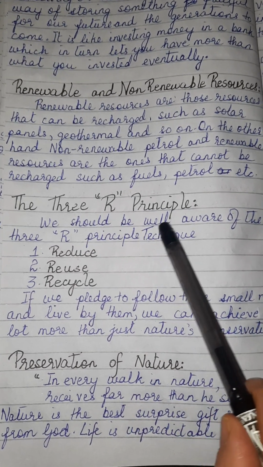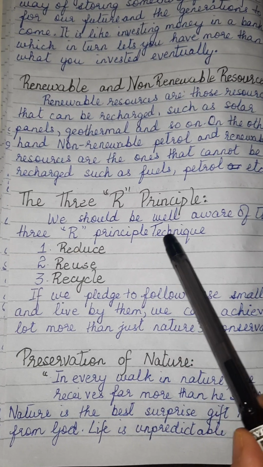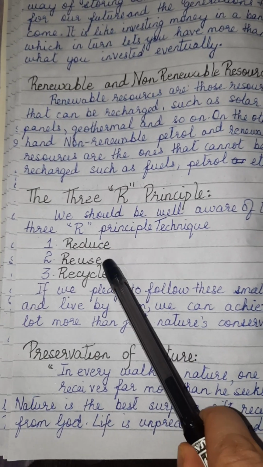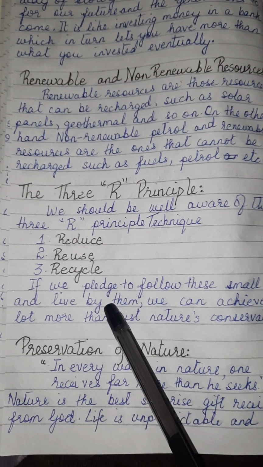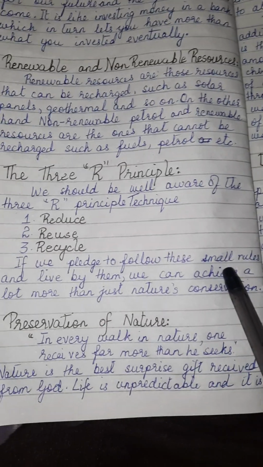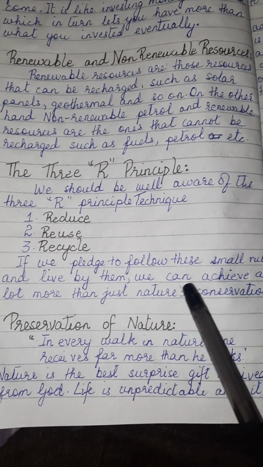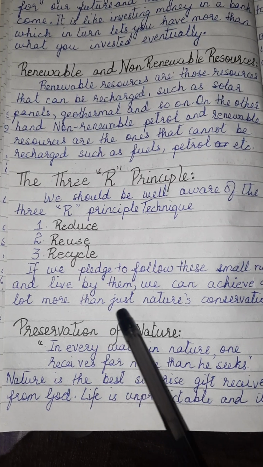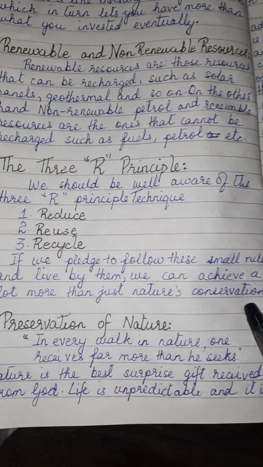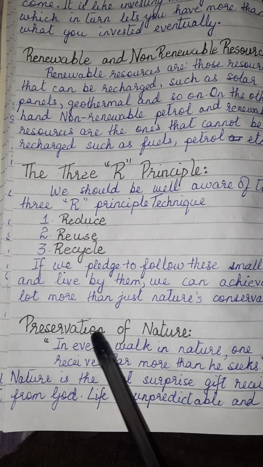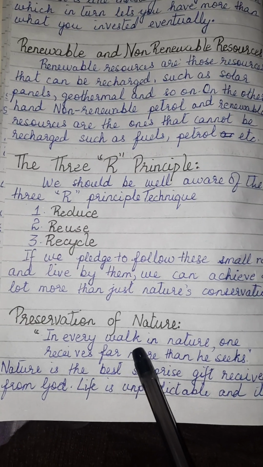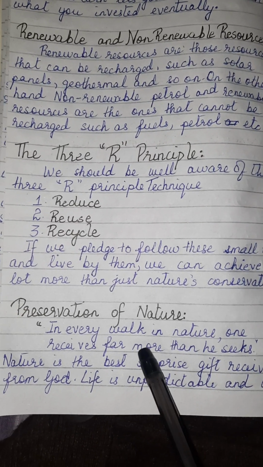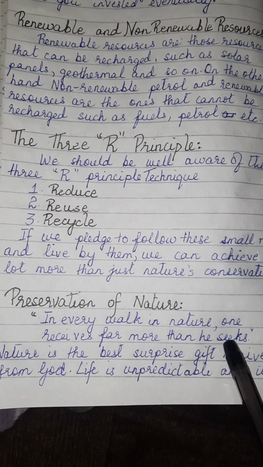We should be well aware of the 3R principle technique, which is reduce, reuse, recycle. If we pledge to follow these small rules and live by them, we can achieve a lot more than just nature's conservation. Next heading, preservation of nature. In every walk in nature, one receives far more than he seeks.